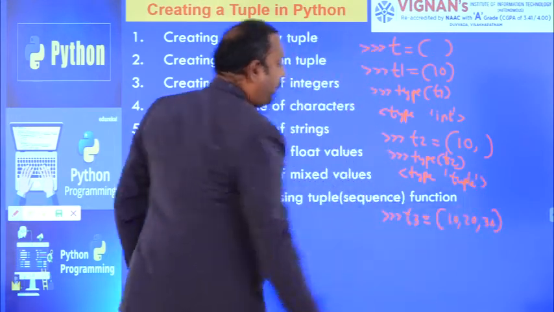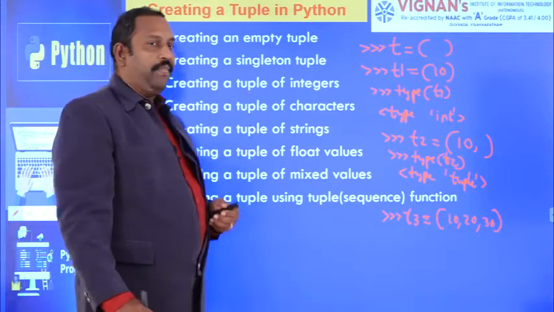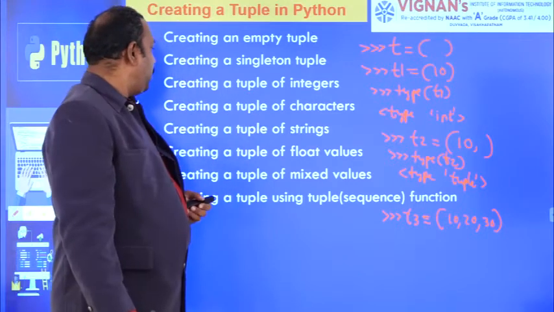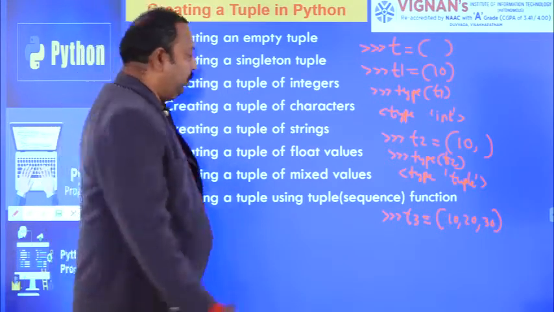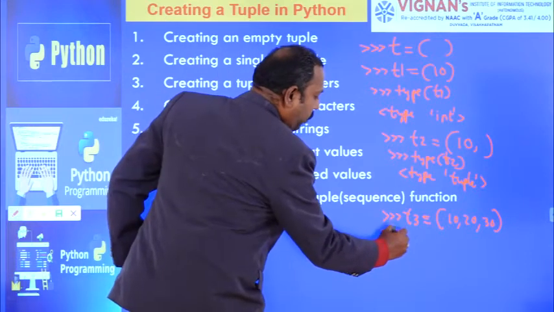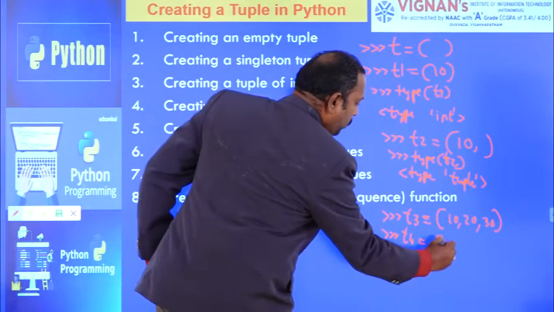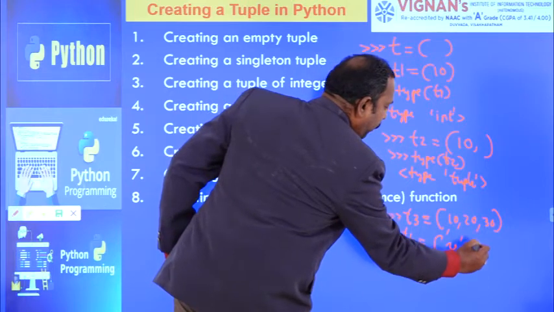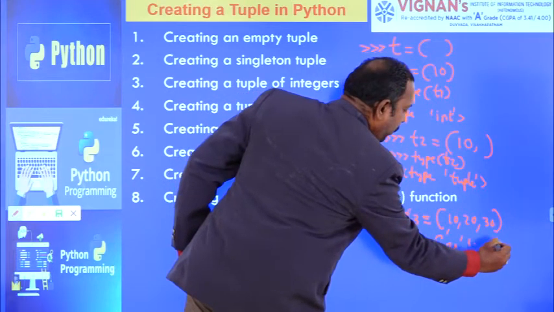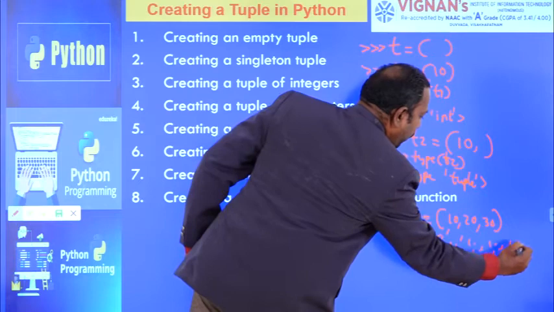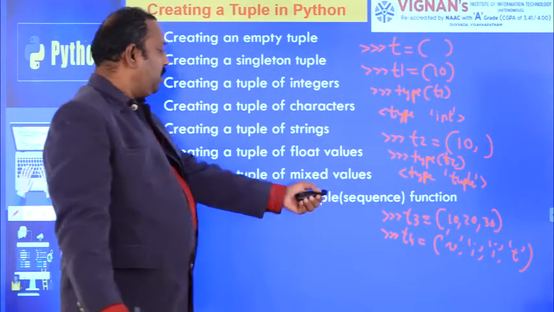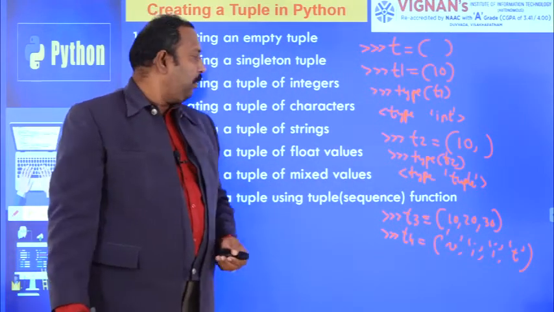Like this you have to create a tuple of integers. Creating a tuple of characters. You can also create, for example, T4 equal to, suppose, V, I, T. So like this you can create a tuple of characters.